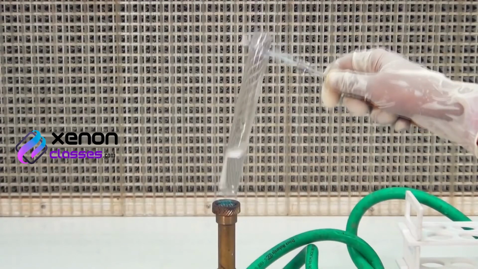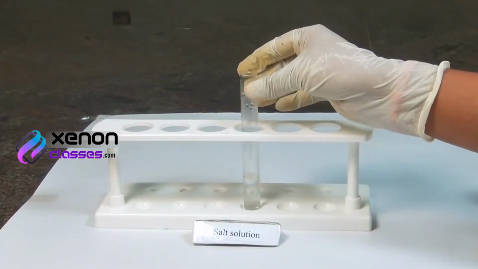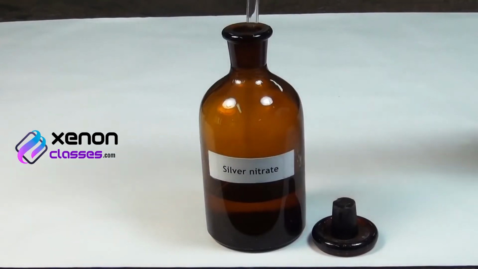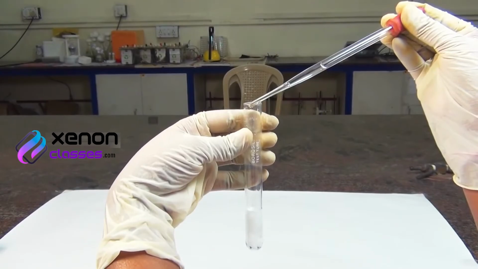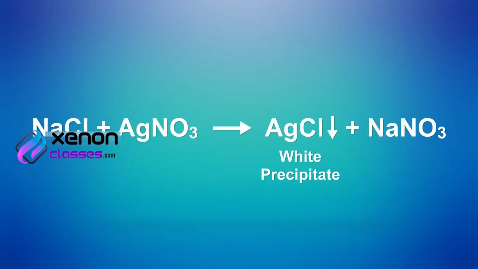Boil the contents for some time over the Bunsen burner and cool. Now add a few drops of silver nitrate solution using another dropper. Chloride reacts with silver nitrate to form a white precipitate of silver chloride.